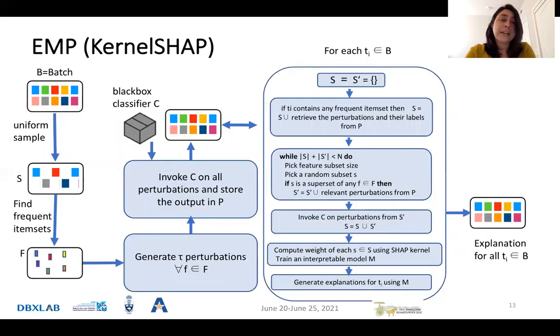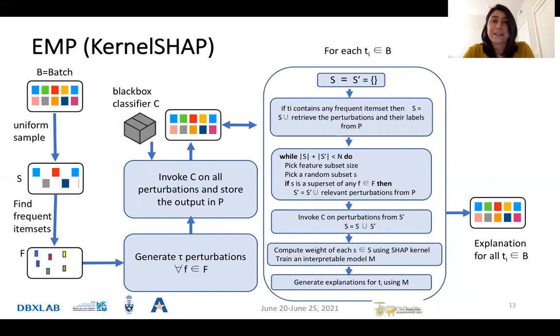Now, for applying Shahin's framework to kernel SHAP in a batch scenario, given a batch, we generate a uniform sample, then we compute frequent item sets, we generate a fixed set of perturbations for each item in the frequent item sets and invoke the classifier on these perturbations to label them and store these samples and their labels in a storage.